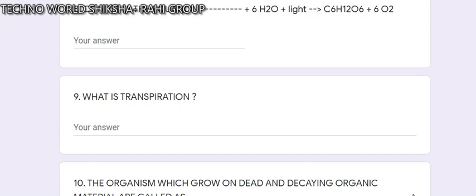transpiration? It is basically a process of water movement through plants and its evaporation from the aerial parts such as leaves, stems and flowers. So water is very essential for a plant but required in a very small amount. The rest of the water is evaporated from the aerial parts like leaves, stems and flowers. So this whole process of water movement through the plant is known as transpiration.